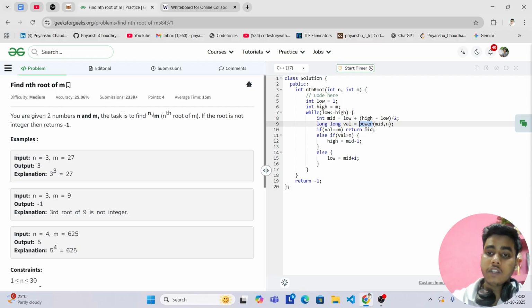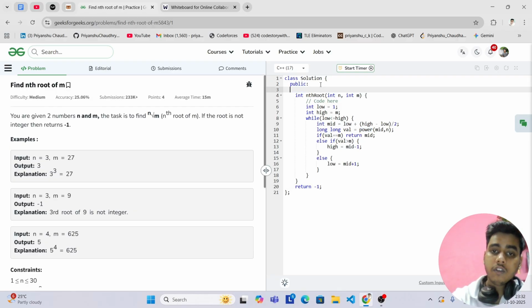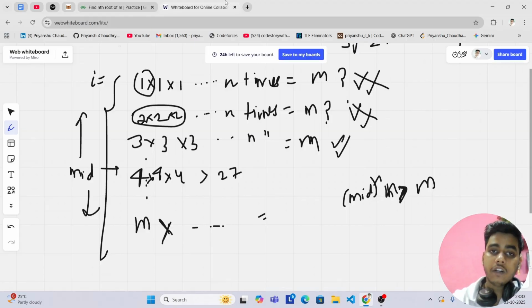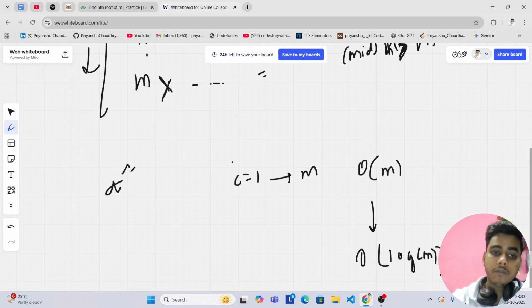And now I have to just write the function for finding the power. So I am writing the function. What I have to return here, I have to return a long value of power of mid. Here what I have to do, I have to find a raised to the power b. So I am writing a raised to the power b. So we all know how to find a raised to the power b.